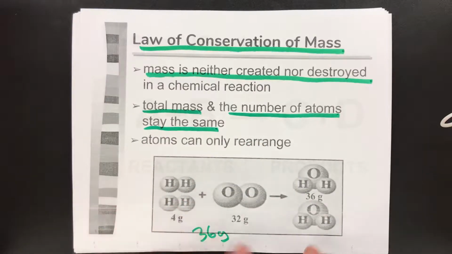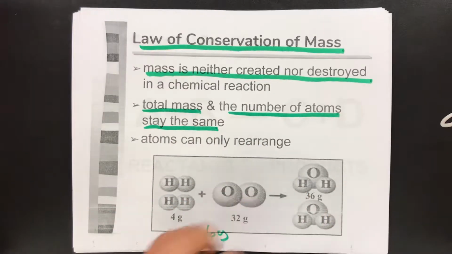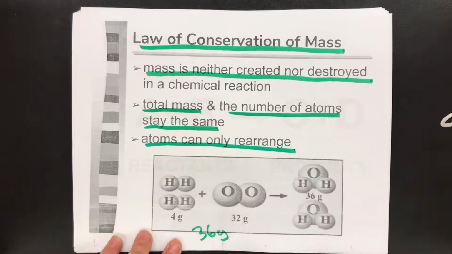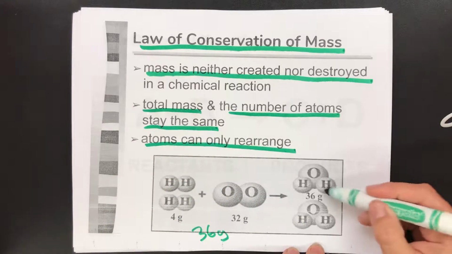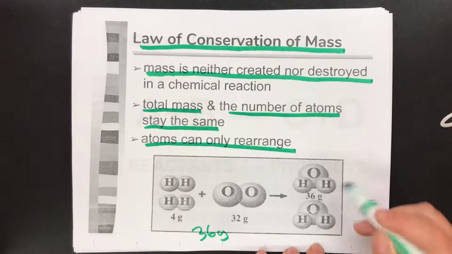So I have 4 hydrogens, I end with 4 hydrogens. I start with 2 oxygens, I end with 2 oxygens. The only thing that's happening is the atoms are rearranging. So in the example in the picture here, the hydrogens are kind of attached to each other, the oxygens are kind of attached. When hydrogen and oxygen react, you end up getting water molecules. The 2 hydrogens bond with the oxygens.